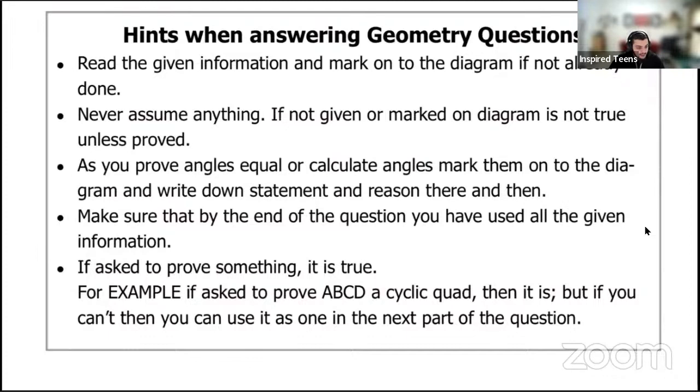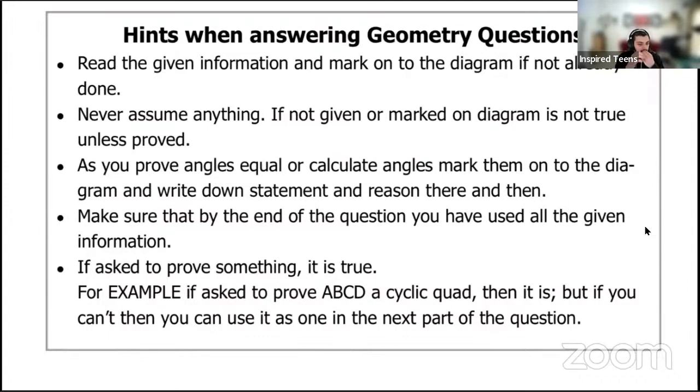Don't do that, because if they're telling you to prove that ABCD is a cyclic quad, or ABC is a triangle, or prove that AB is a tangent to the circle at this point, it is true. That is going to be a tangent. That statement is true. You just have to prove it, because it's not given. It's not given like, okay, that's a tangent. They want you to prove it. So you need to prove it.